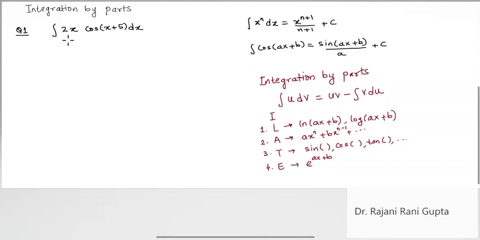So let's take another example of integration. Here again we have to integrate 2x cosine(x plus 5) dx. So it is again a product of two terms, 2x and cosine(x plus 5). As it's a product of two terms, we cannot integrate it directly. Now how do we know that this specific question is integration by parts?